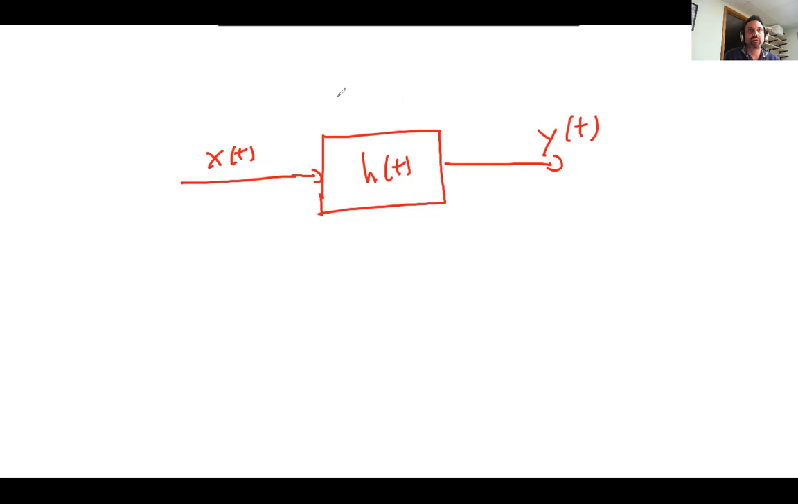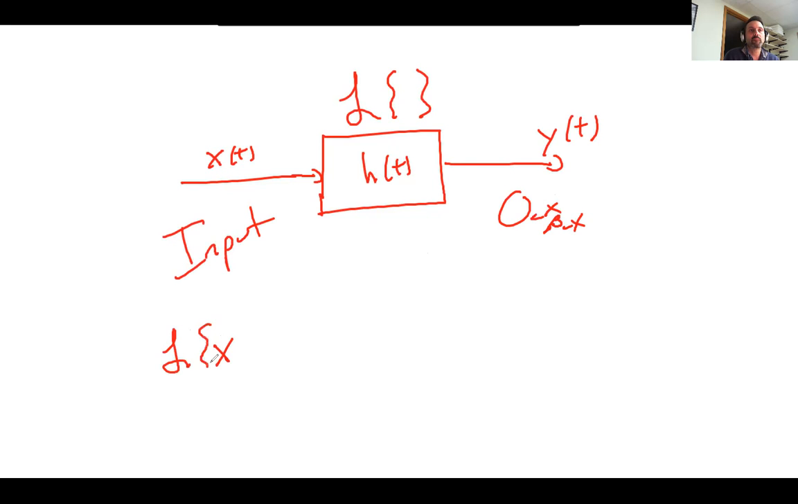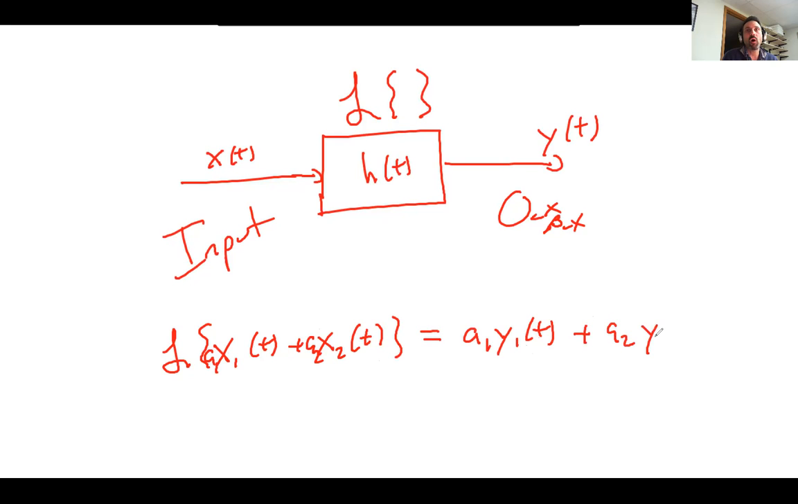But let's say we have some sort of operator, let's say a linear operator. If I have some sort of box, I put in an input x of t and I have an output y of t. So if I have the linear operator of, let's say, input x1 of t plus x2 of t, so I put two inputs simultaneously, and let's say they're scaled by a1 and a2, I should get at the output a1 y1 of t, the corresponding output of the system y1 to an input x1, scaled by a1, plus a2 y2 of t.